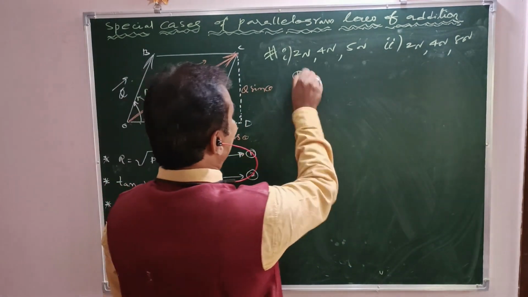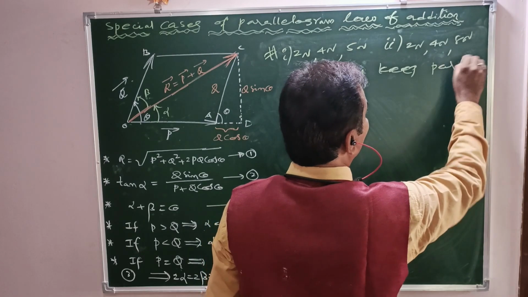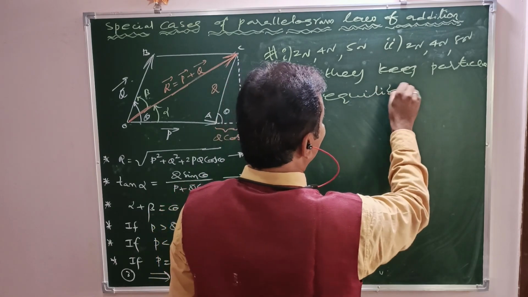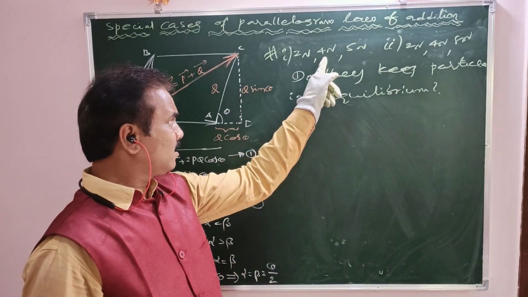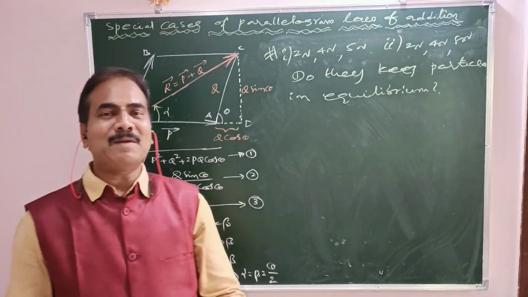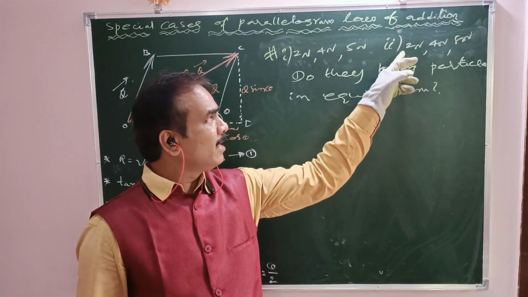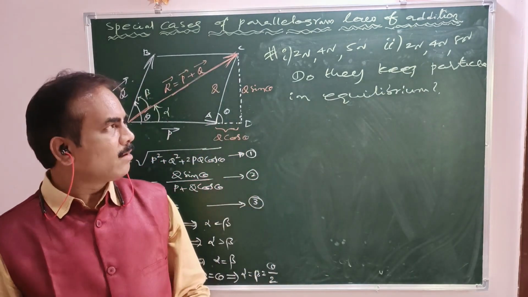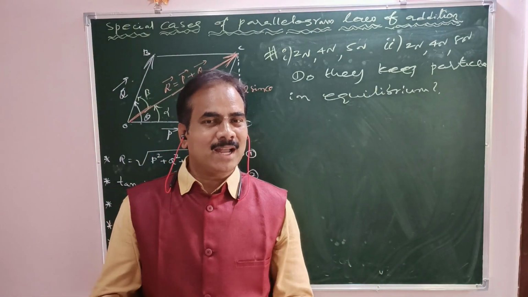Do they keep a particle in equilibrium? Suppose in the first set these three forces, 2 Newton, 4 Newton, 5 Newton, act on a particle simultaneously. Will they keep that particle in equilibrium? That is the question. Similarly, in the second case, 2 Newton, 4 Newton, 8 Newton act on some other particle. Is it possible for this set of forces to keep that particle in equilibrium? Let us see.